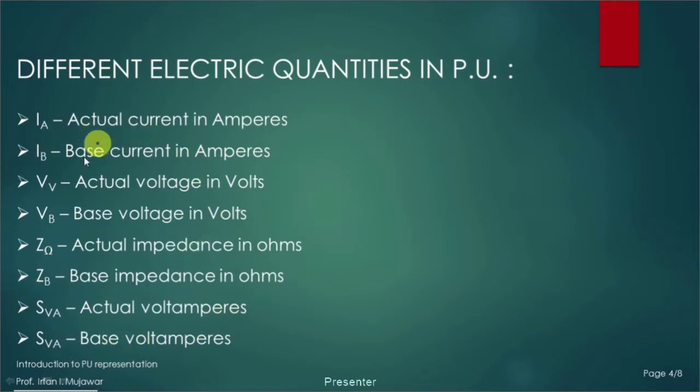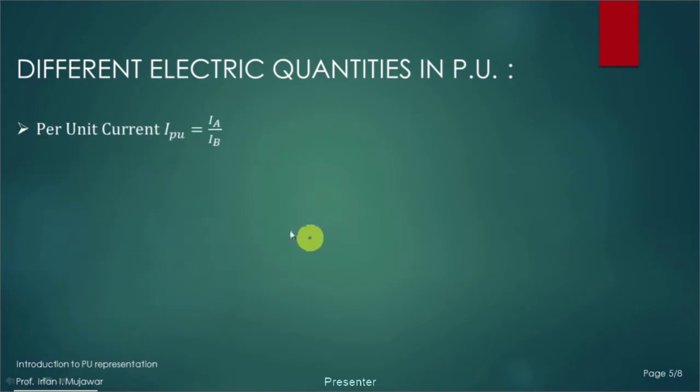By using these symbols, we can express current in per unit, voltage in per unit, impedance in per unit, and volt ampere, that is apparent power in per unit, as follows. So per unit current, I per unit, will be actual current IA divided by base current IB. Per unit voltage, V per unit, will be equal to actual voltage V in volts divided by VB, base voltage in volts.